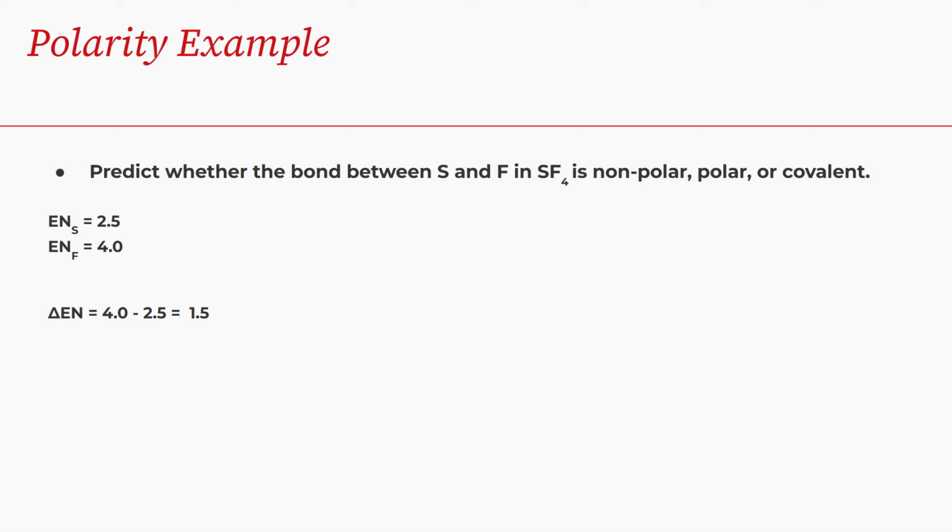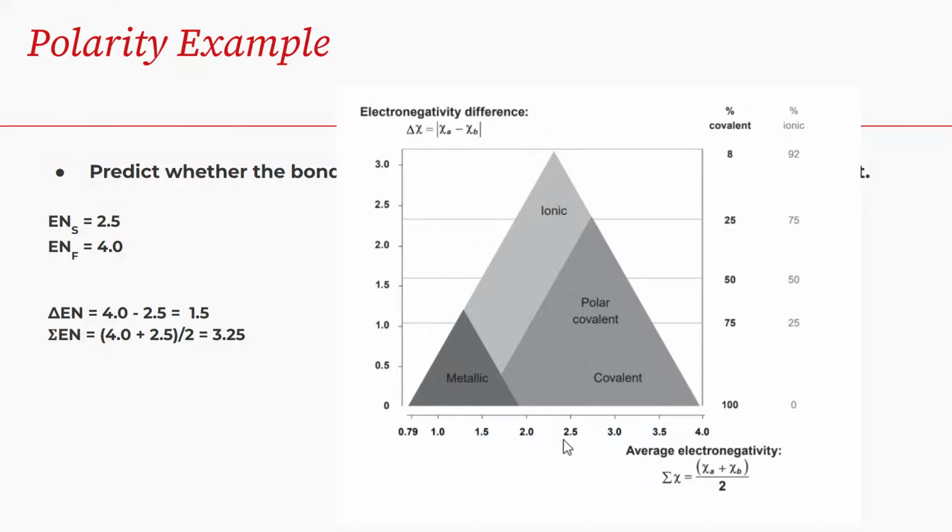We look at the difference in electronegativity. That gives us 4.0 minus 2.5, which is 1.5. And then the average electronegativity, which gives us 3.25. So we pull up our electronegativity triangle, which is in your data booklet. We look at the y-axis, should be about 1.5, which is here. And then we go to the x-axis, which is about 3.25, which should be about here, right? And that is very clearly polar covalent. So you would say it's a polar covalent bond.